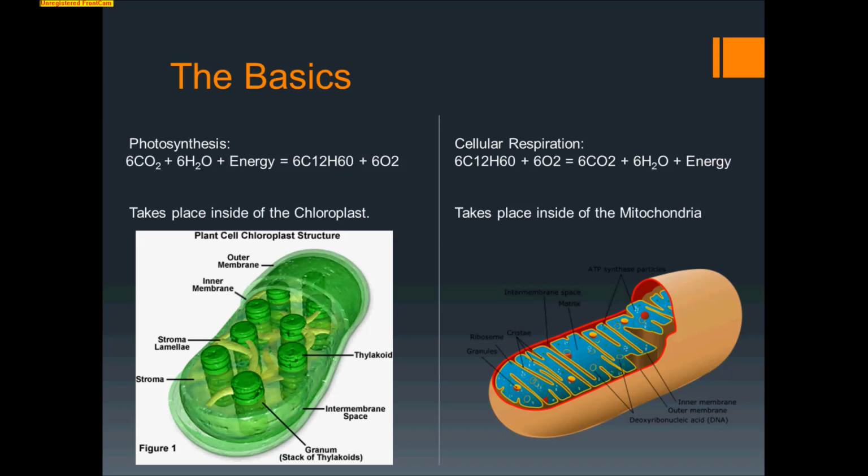Cellular respiration occurs in animals and humans. This is where you'll find the mitochondria. Photosynthesis occurs in plants and certain bacteria. This is where you will find the chloroplast.